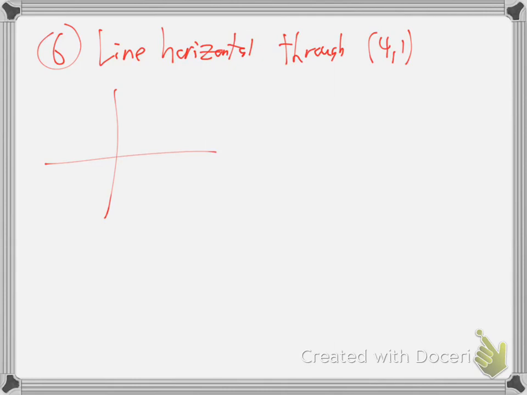Let me help. So let's do the point 4, 1 first off. 1, 2, 3, 4, 1. Boom, right there. You don't have to graph it, but I think it might help you. So there's the point 4, 1, and we're talking about a horizontal line. What does horizontal mean? Flat, like the horizon, right? A flat line that goes right through that point. So there's a picture, but I don't need a picture, I need an equation. How do I get the equation of that line?